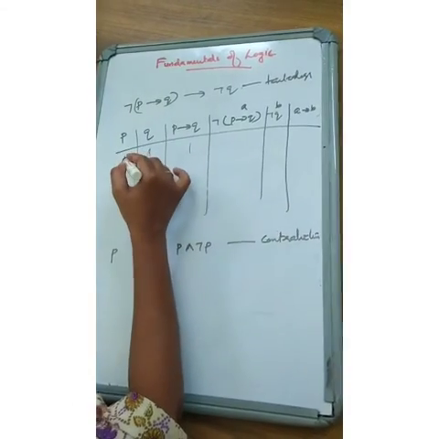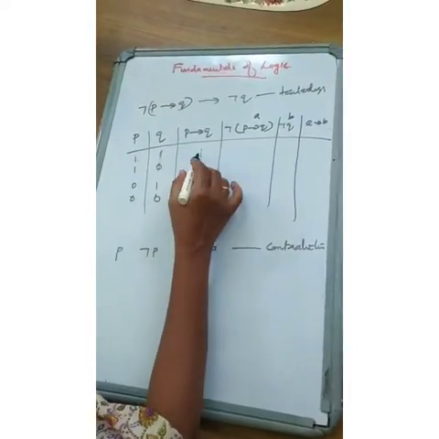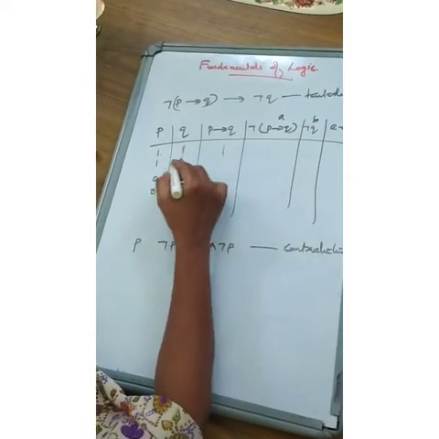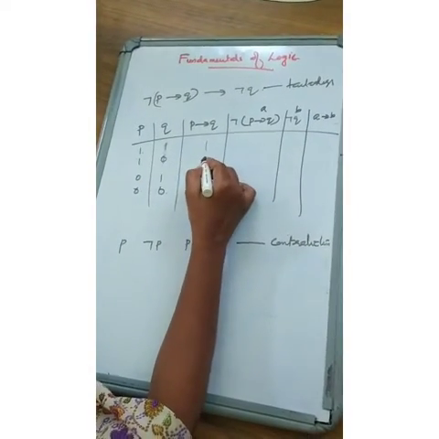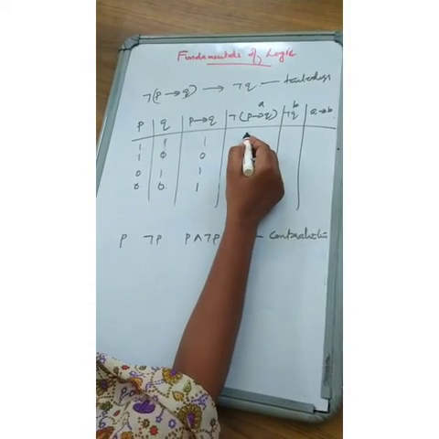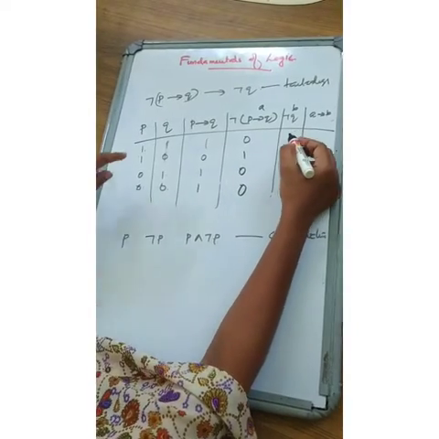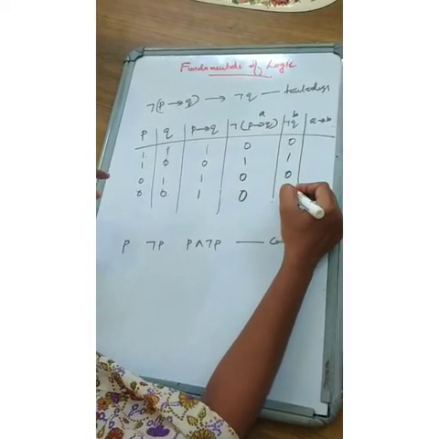So P is 1, 1, 0, 0. Q is 1, 0, 1, 0. Then P implies Q. What is P implies Q? It is 1 for true implies true, and true implies false is false. All other things are true. Then negation of (P implies Q): this is 0, this is 1, this is 0, this is 0. What is negation Q? 0, 1, 0, 1.